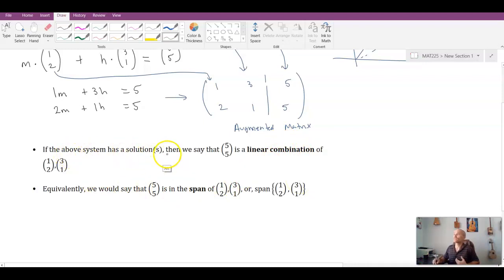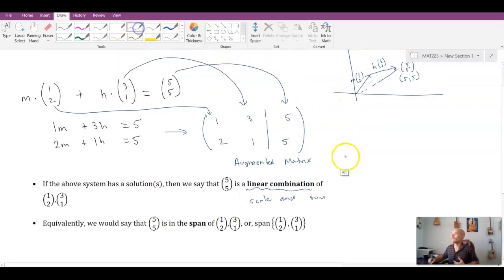If the above system has a solution, then we say that 5, 5 is a linear combination of 1, 2, and 3, 1. Well, what does it mean to say linear combination? Whenever you combine something linearly, you multiply and add. Notice that we're multiplying 1, 2 by m, we're multiplying 3, 1 by h, and we're adding them together. So a linear combination is basically a way of saying scale and sum. And what you're visualizing when you think about linear combinations is this picture right over here.